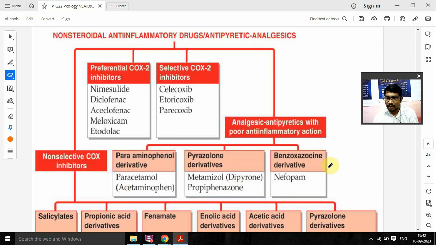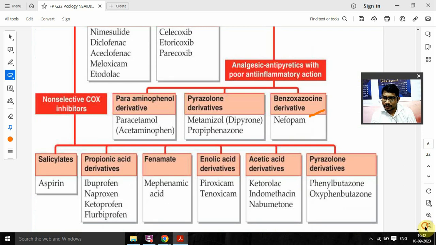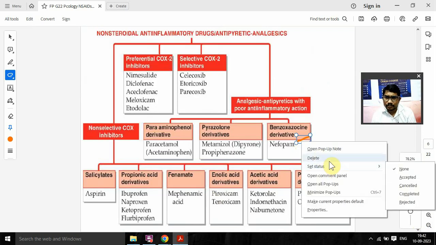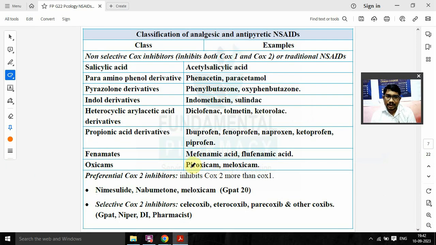Then next is benzoxazocine derivative, NHRM. So this is the classification of your anti-inflammatory drugs. Understand all of the classification, did everyone understand the classification? Yes, okay, you have to remember. Next we will see this classification again, you can see over here. So, classification of analgesic antipyretics.